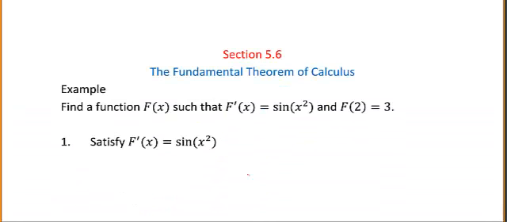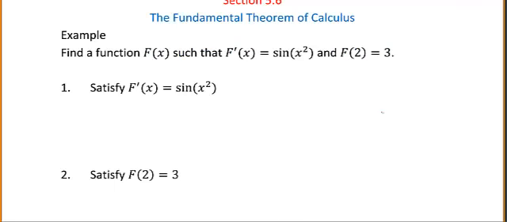Okay, so now let's go back to our problem. We wanted to find an antiderivative of sine of x squared, a function that has sine of x squared as its derivative. So let's look for a function F such that F prime of x is sine of x squared. And also, when we do that, we should come up with a constant of integration. But let's assign that constant in such a way that F of 2 is equal to 3. All right, now let's see, how can we do that?